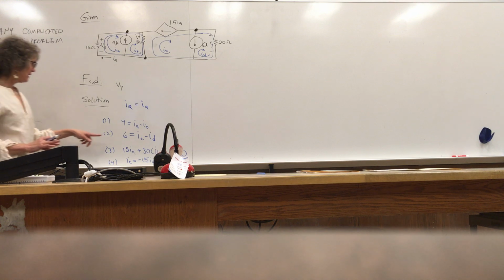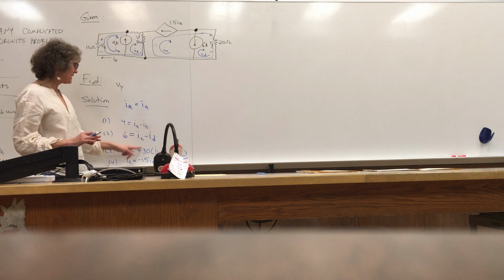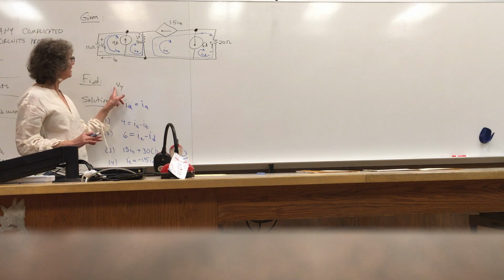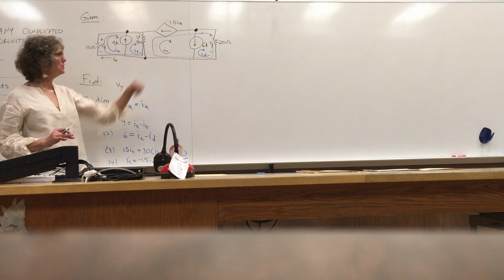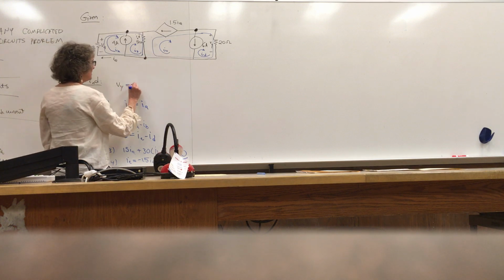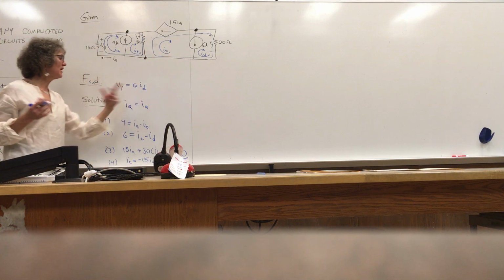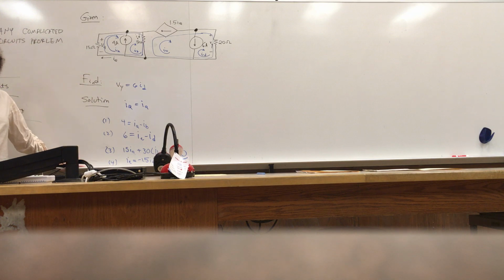Well, or am I? I can certainly find IA, IB, IC, and ID from these equations. Does that give me VY? Yeah, because look at the picture. VY is just going to be 6ID. So once I have ID, then I'm done. All right. That's it. Really be diligent in learning both of these methods this week.